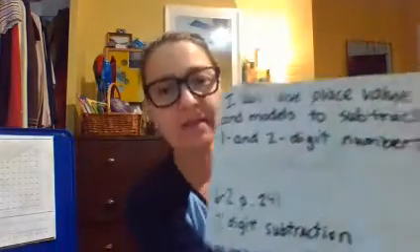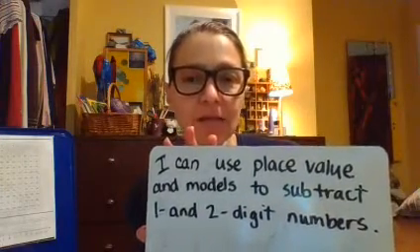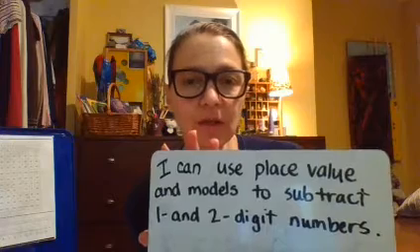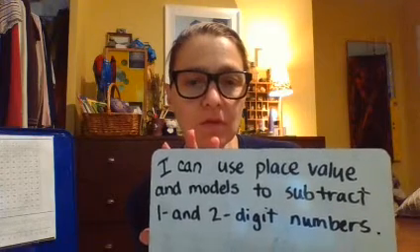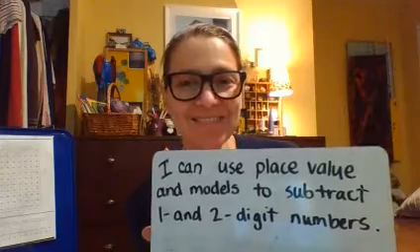How are you today? I'm glad you made it, and today we're going to continue to work on subtraction. We are subtracting two-digit numbers today within 100. I'll have the I can statement right here ready for you, and let's read it together. I can use place value and models to subtract 1 and 2-digit numbers.